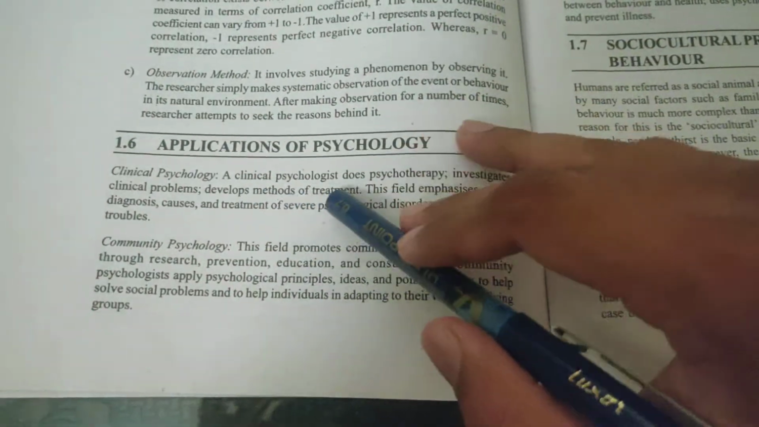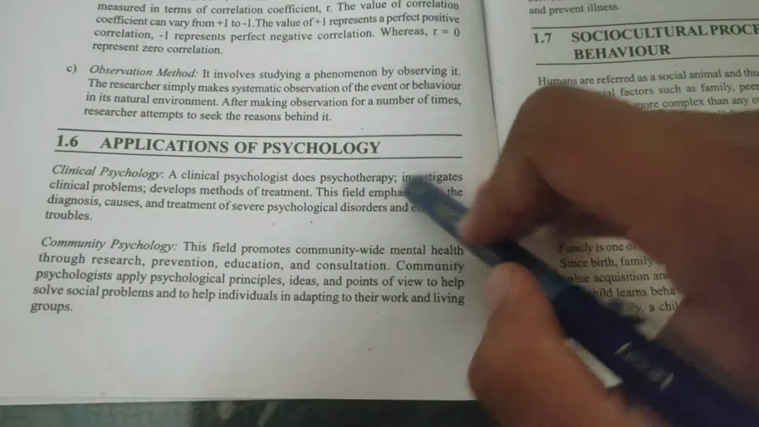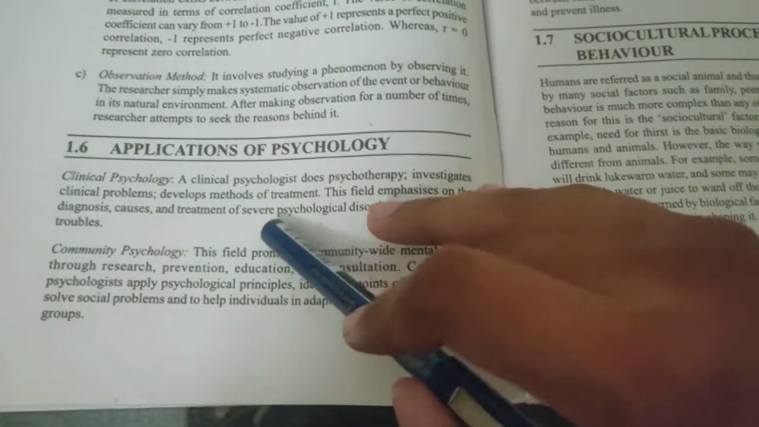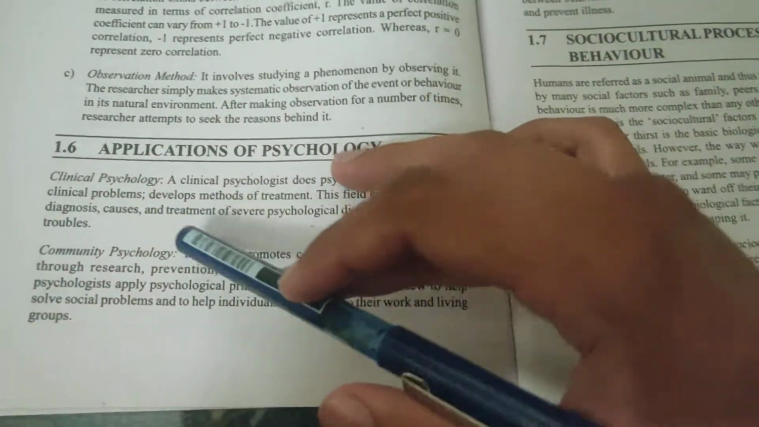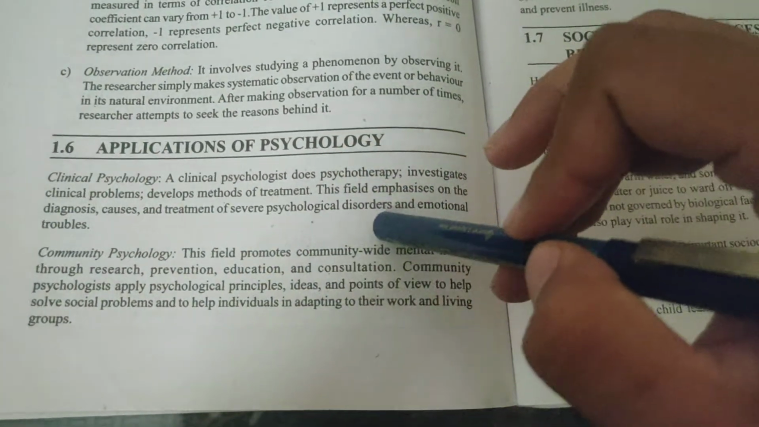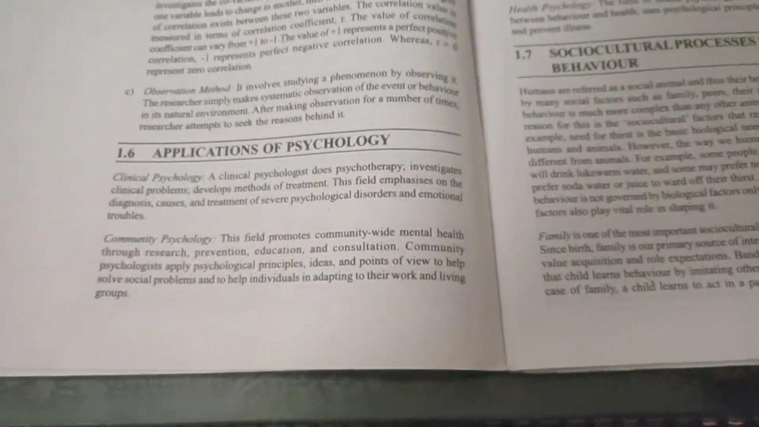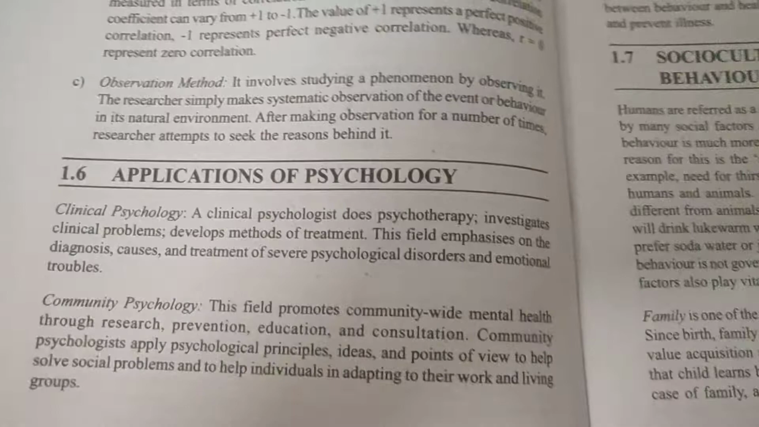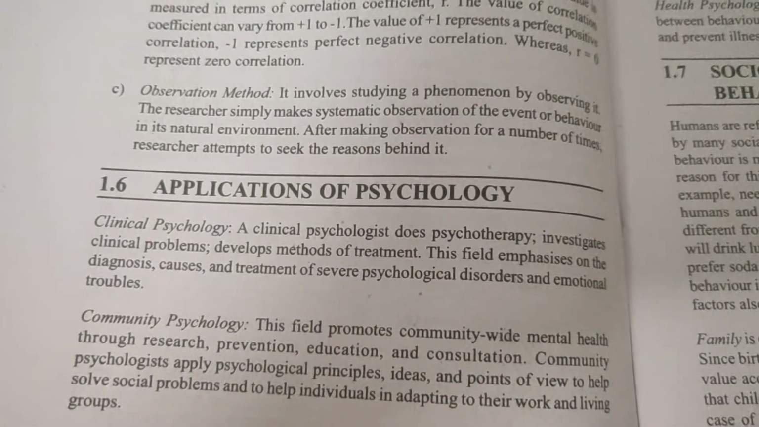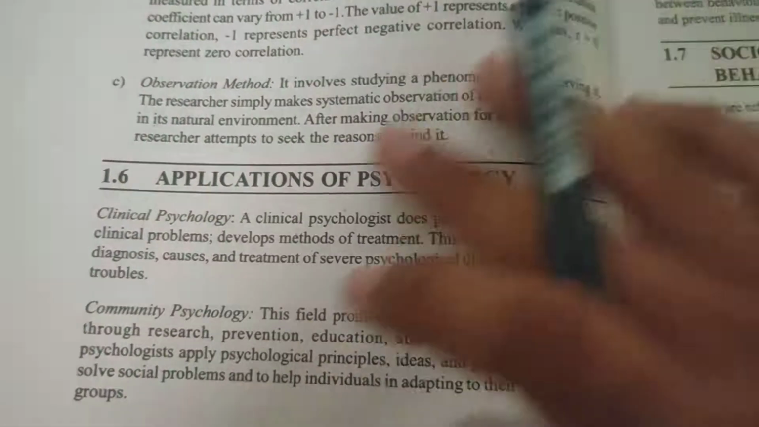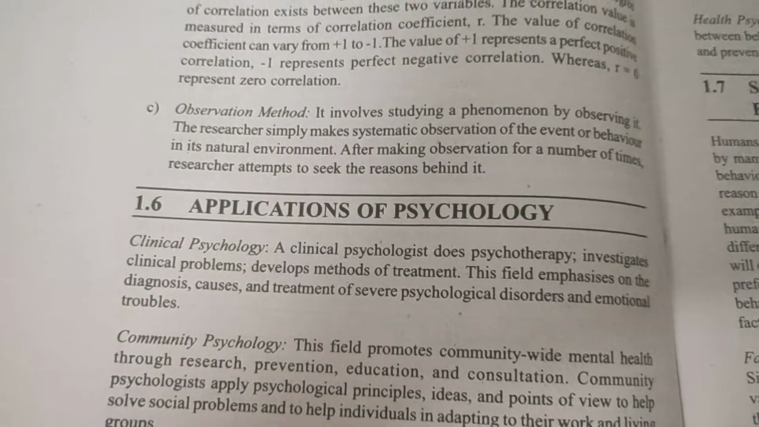Clinical psychology. A clinical psychologist does psychotherapy, investigates clinical problems, develops methods of treatment. This field emphasizes the diagnosis, causes, and treatment of severe psychological disorder and emotional trouble. Diagnosis is to find out what the problem is, to find out the underlying disease that is causing this particular problem to happen, right? So diagnosing is basically finding out the problem or finding out what's wrong.